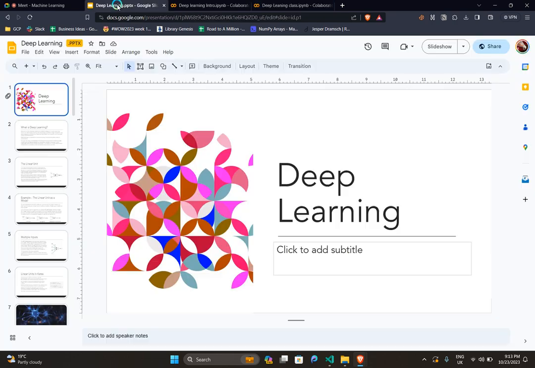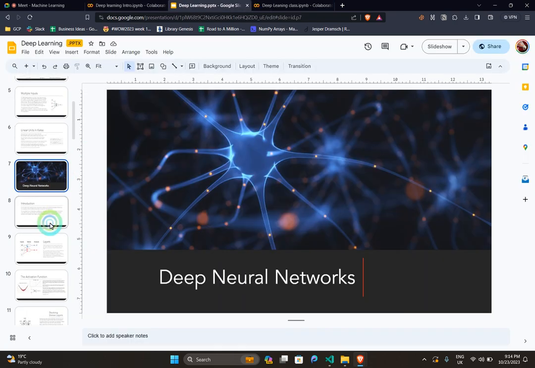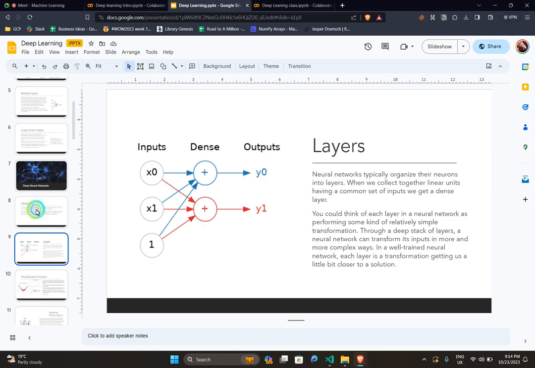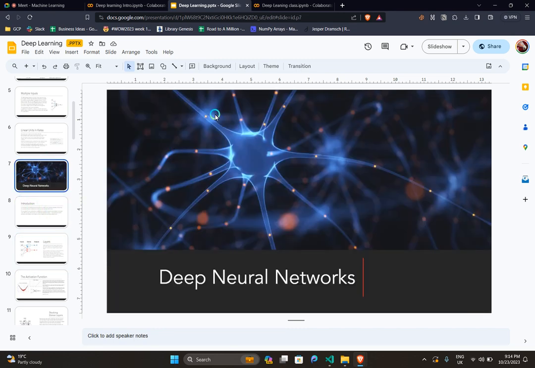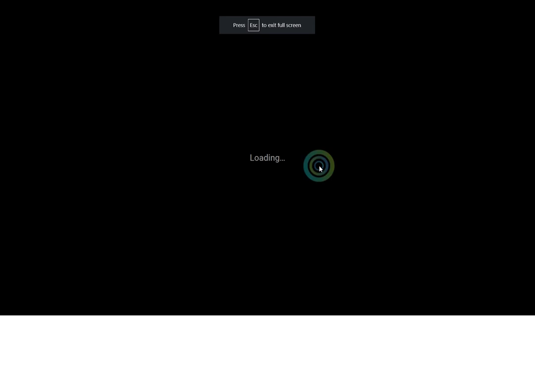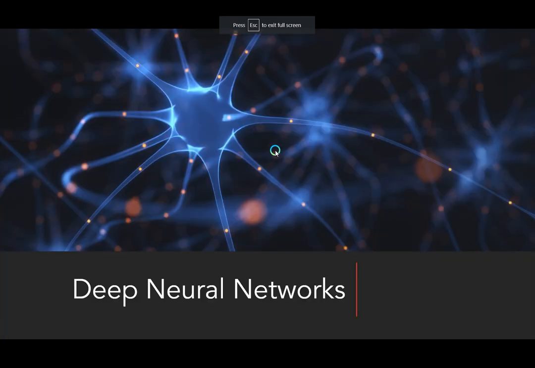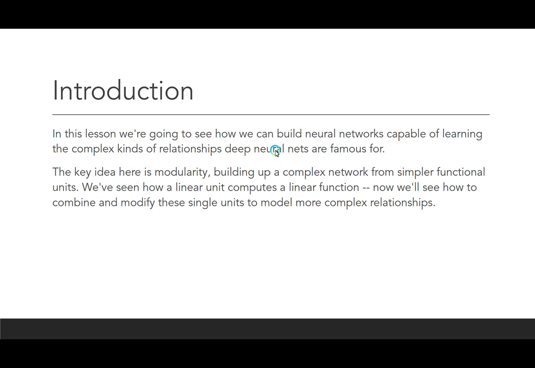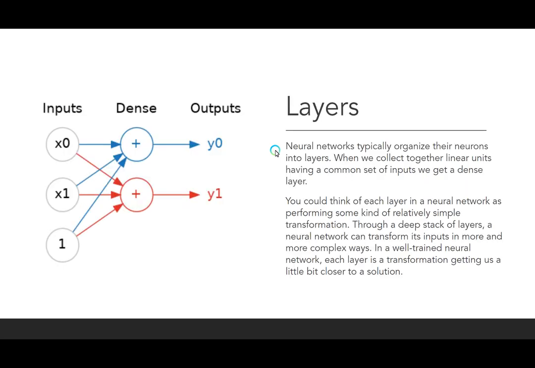So let's go back to our presentation and I'll come here. Deep neural networks. Let me present and then we can proceed. This is how our layer looks like. Neural networks typically organize their neurons into layers. When we collect together linear units having a common set of input, we get a dense layer. These are those hidden layers, which we also call the dense layers.